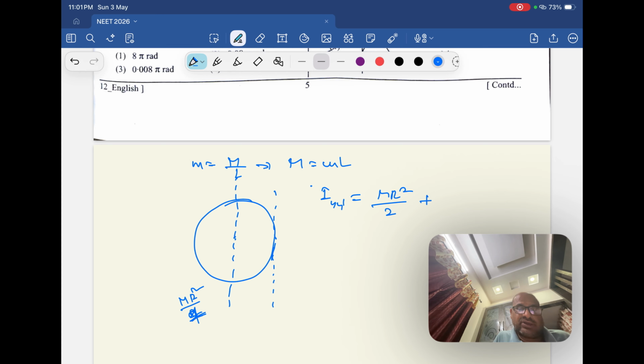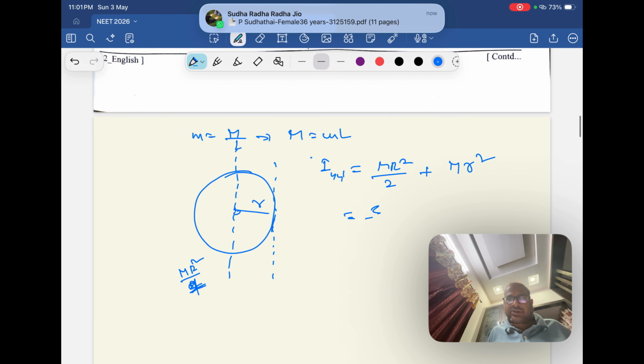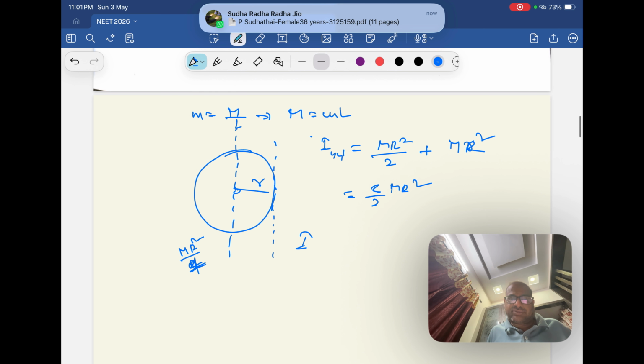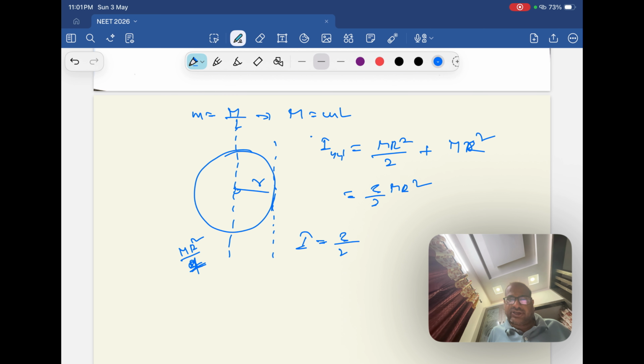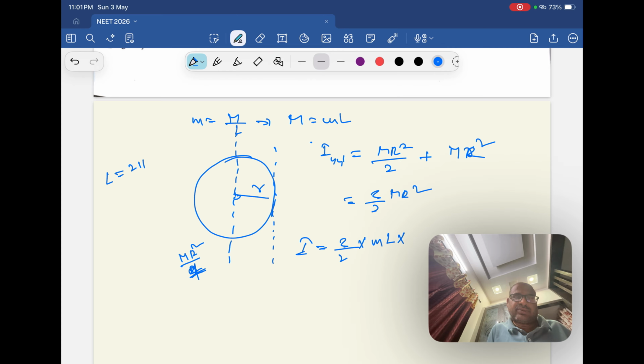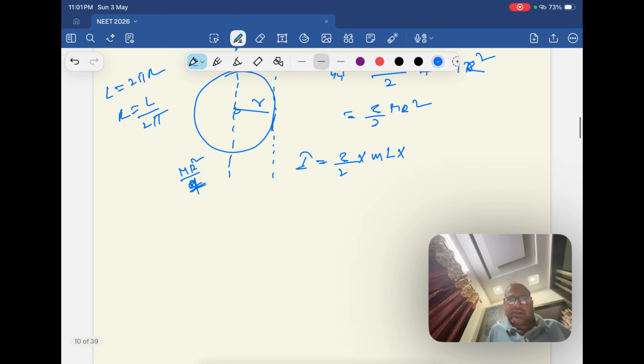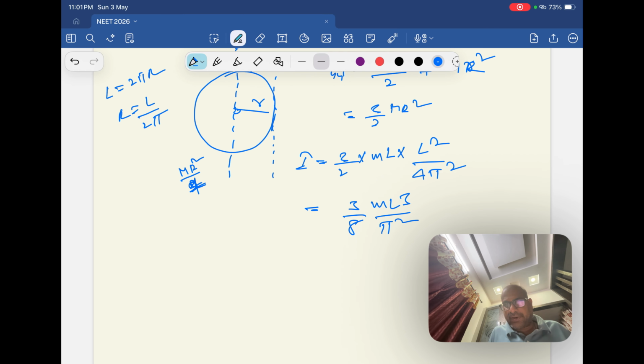Okay, plus this radius is r, so this is the entire mass times r square. So how much will this be? 3 by 2 mr square, where r is the radius. So moment of inertia is 3 by 2 m, where m will be small m into L, and r value will be, since length is 2 pi r, r will be L by 2 pi. Just substitute here, this becomes L square by 4 pi square, so this becomes 3 by 8 m L cube by pi square.